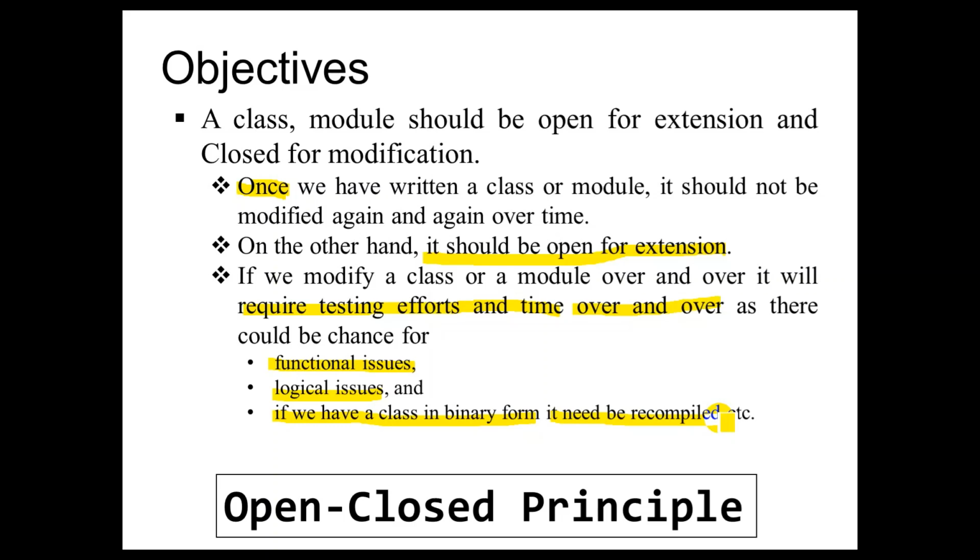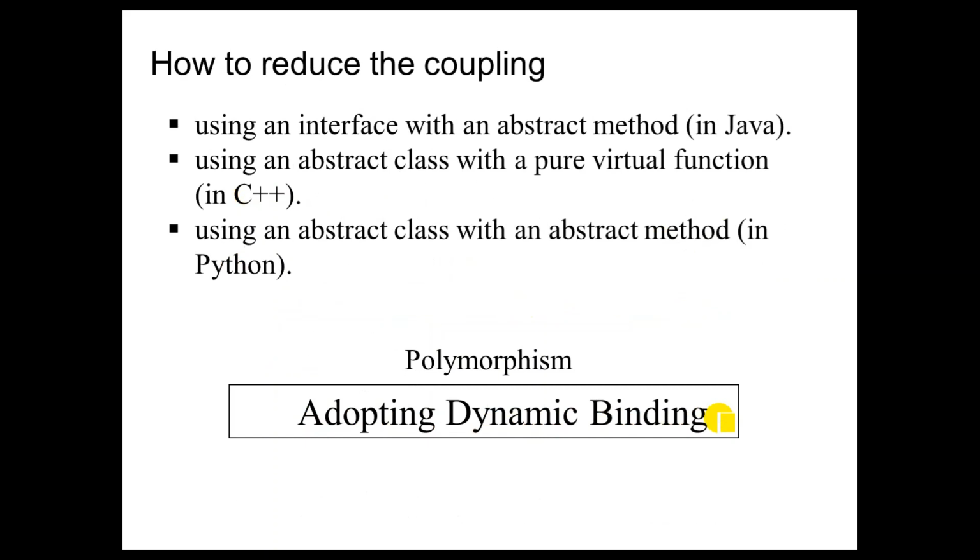Okay, so let us see how can we do that. So how to reduce the coupling? You can look at here. If you want to reduce the coupling in your Java implementation, then you can do it this way, using an interface with an abstract method, or in C++, the object oriented software design using C++, or object oriented software design using Java. In C++, using an abstract class with a pure virtual function.